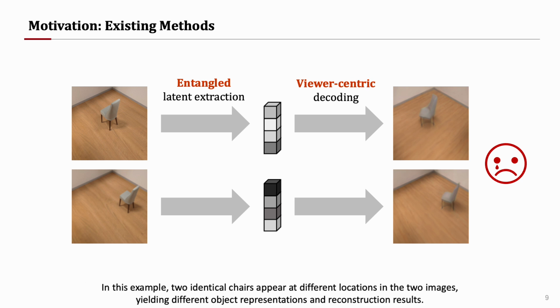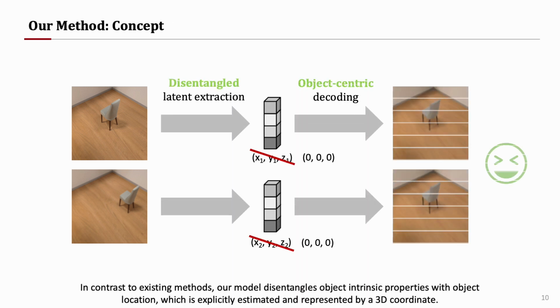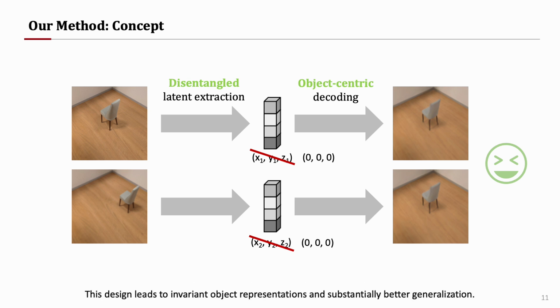In this example, two identical chairs appear at different locations in the two images, yielding different object representations and reconstruction results. In contrast to existing methods, our model disentangles object intrinsic properties from object location, which is explicitly estimated and represented by a 3D coordinate. This design leads to invariant object representations and substantially better generalization.